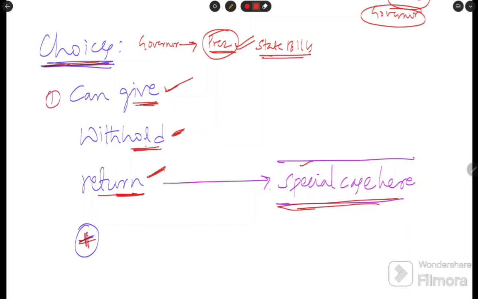The first one is he can give assent. If he gives assent, that becomes an act. That is, the state bill becomes an act. That becomes active in the state. He can also withhold the assent. The second choice is to withhold the assent. Withhold the assent means the bill does not become an act. The bill is stopped.